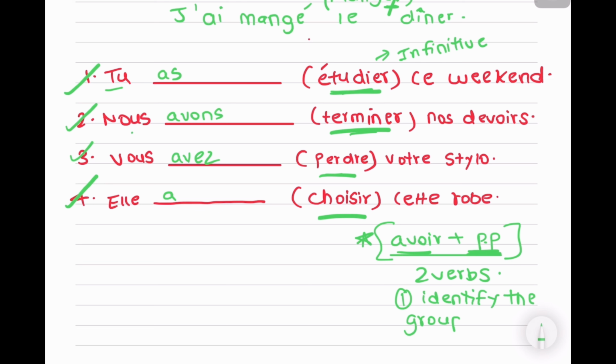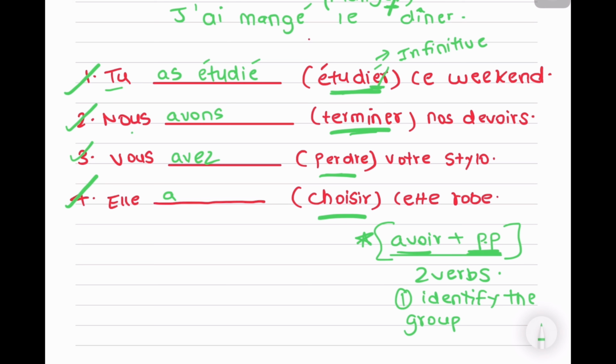Three groups are there: ER, IR and RE. This one is an ER verb. So I'm going to put the 2 steps for making an ER verb into passé composé, past participle, right? What was the step? First step, remove the R. Second step, add an accent on the E. So it becomes tu as étudié, say weekend.